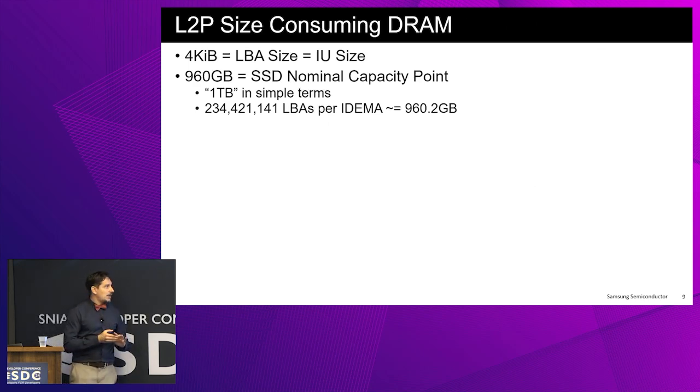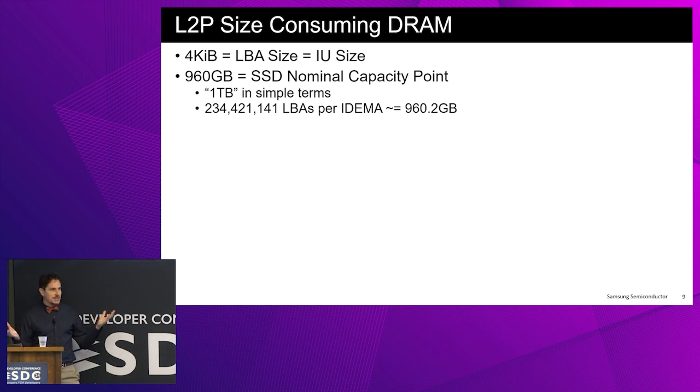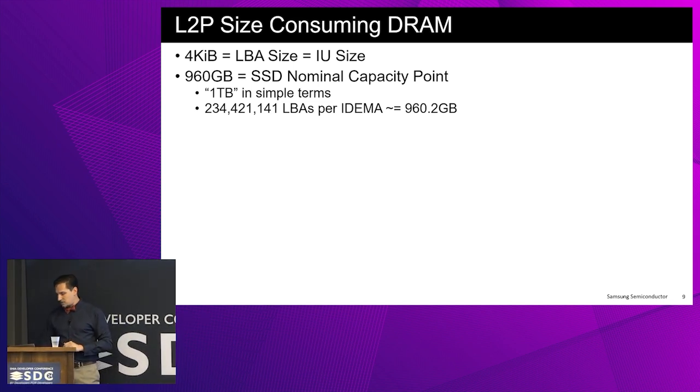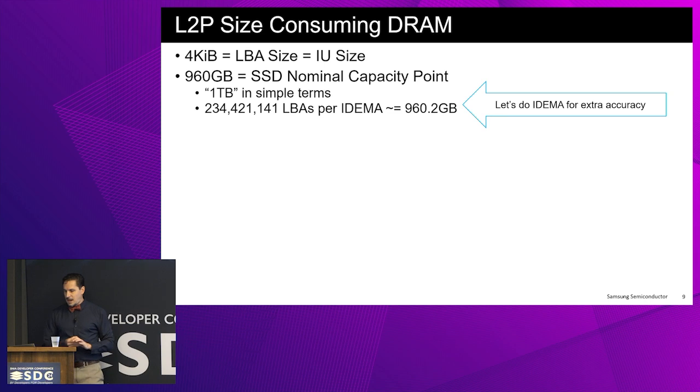So when we look at the L2P table and we have a 4 kibibyte LBA size, if we set that up for our indirection unit size, and we have maybe a 960 gigabyte SSD nominal capacity point, when I look back at that last slide and say, okay, we had all this confusion on the lost capacity, we actually have 960.2 gigabytes. This is an EDEMA capacity point. And just so that I can be held to the highest standards, not that it actually adds to any clarity, I do the math for EDEMA capacity here.